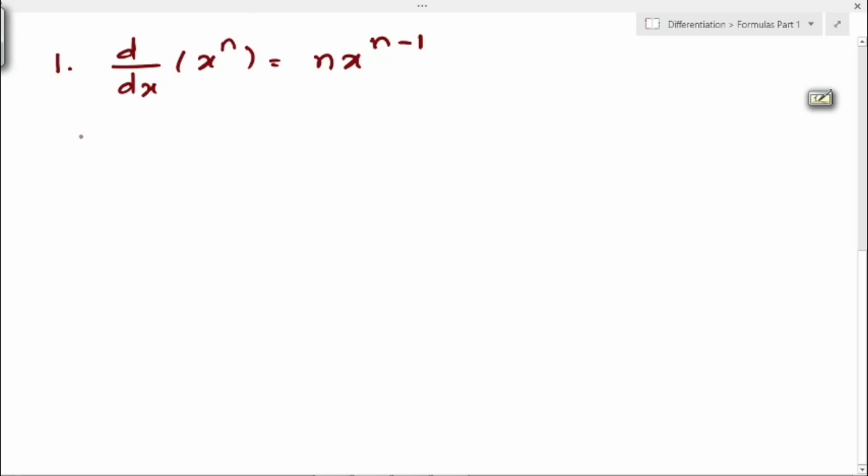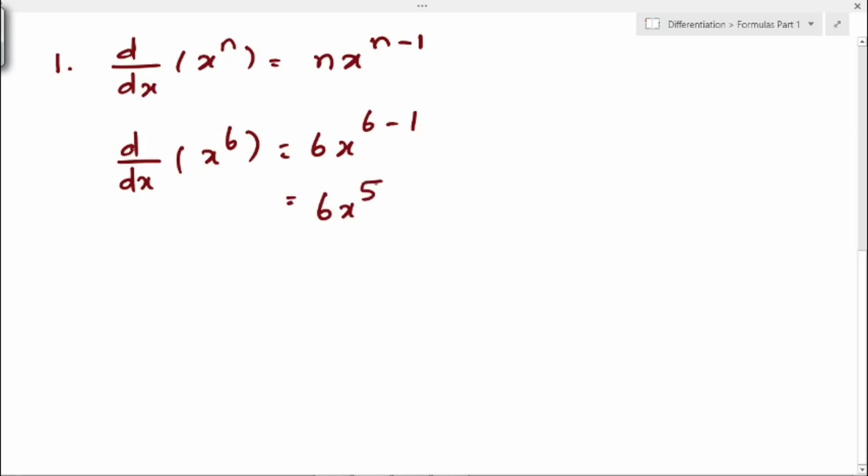So for example, suppose d by dx of x to the power 6. Now how to differentiate this? Here we have x to the power 6. The 6 is nothing but n. Just substitute in the formula. In the place of n we have 6. So 6 x power 6 minus 1. So that is nothing but 5. So the differentiation is 6 x to the power 5.